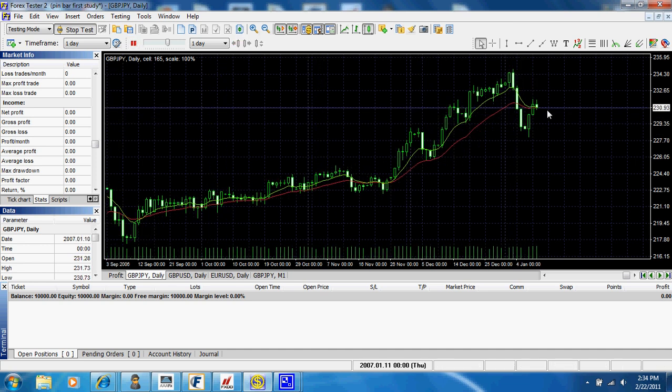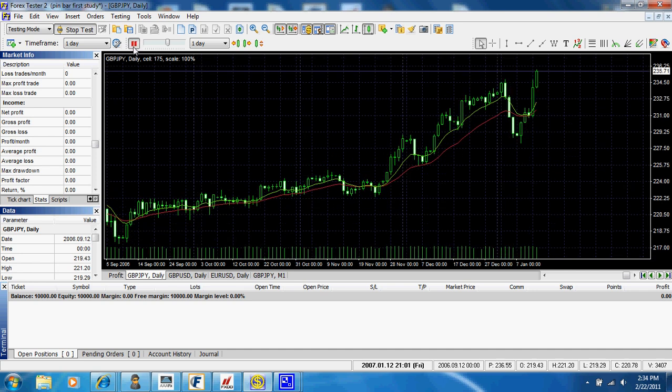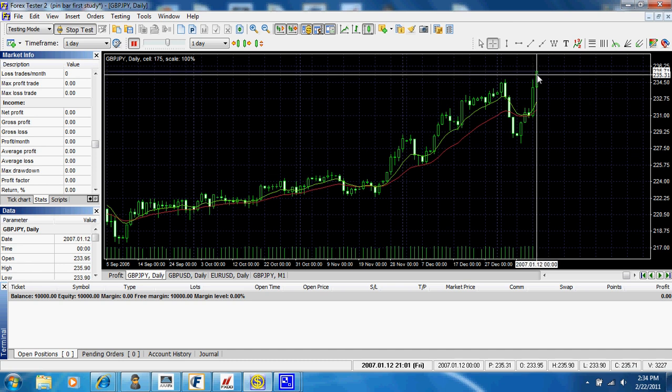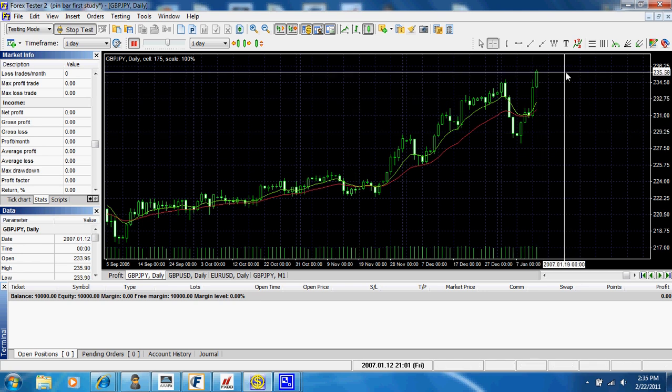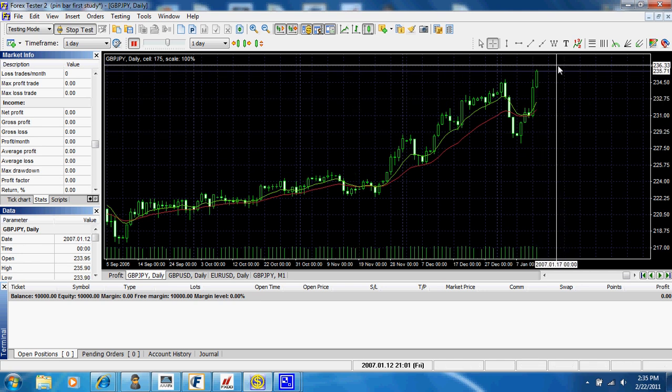So I'm going to go ahead and push pause here. And let's put some trades in here. So right now, this is January 12th of 2007 on the pound yen. So let's place some orders in here. And of course, this is replay mode. Let's put a buy stop up here.